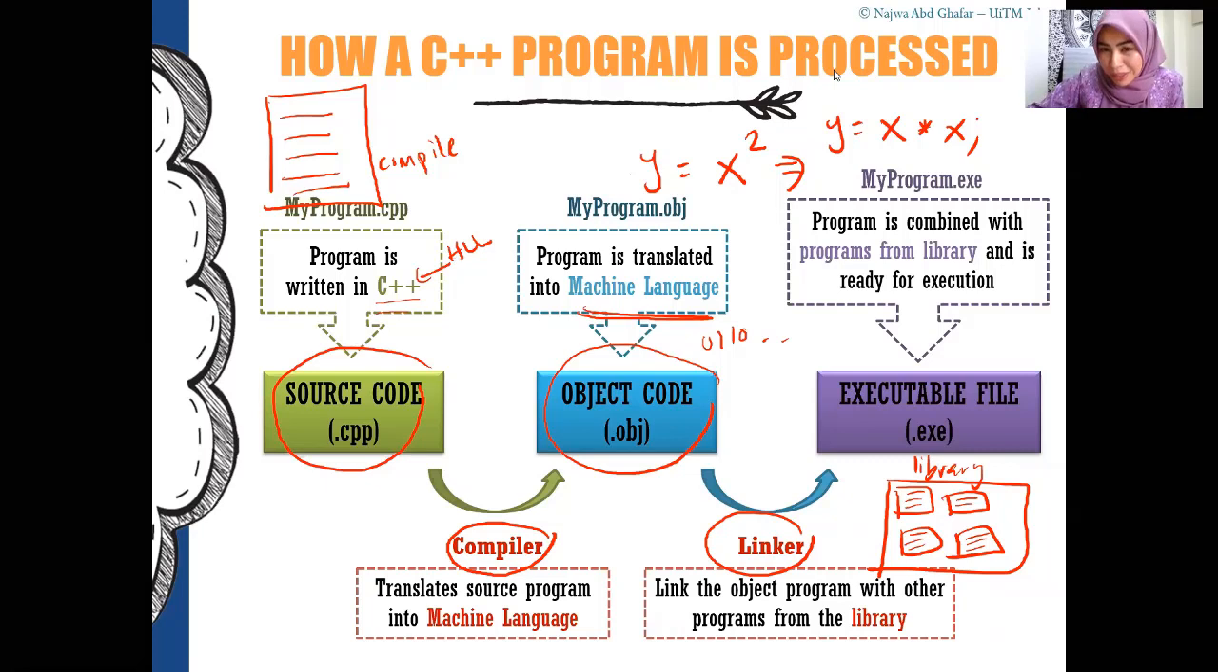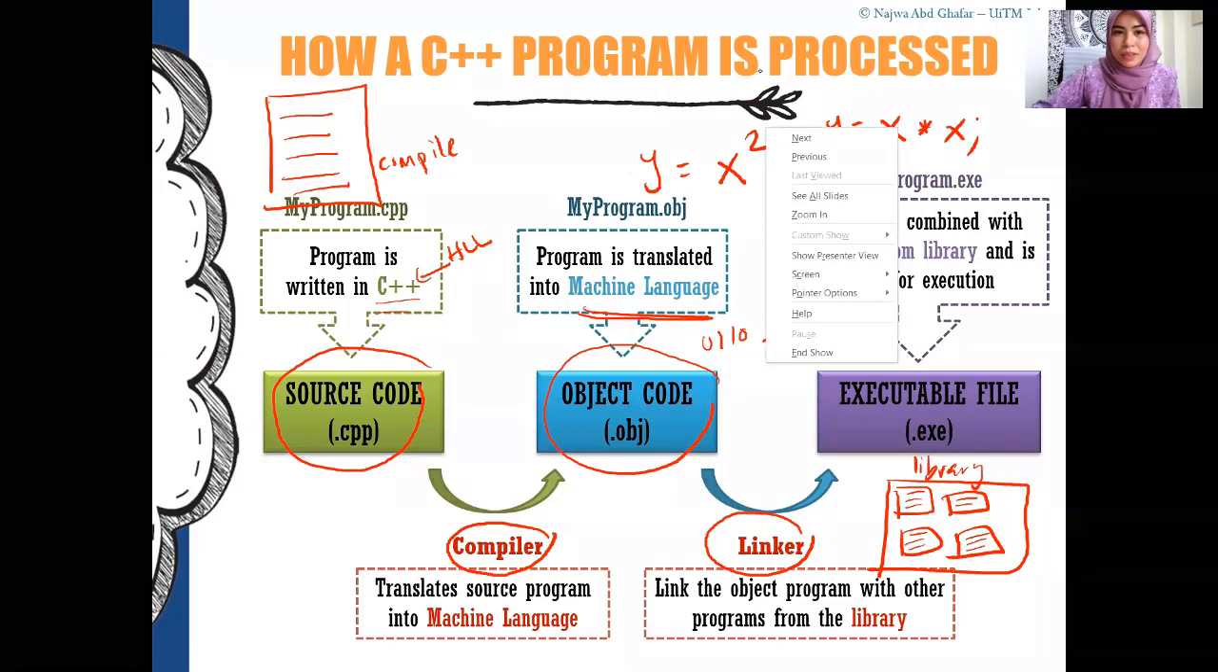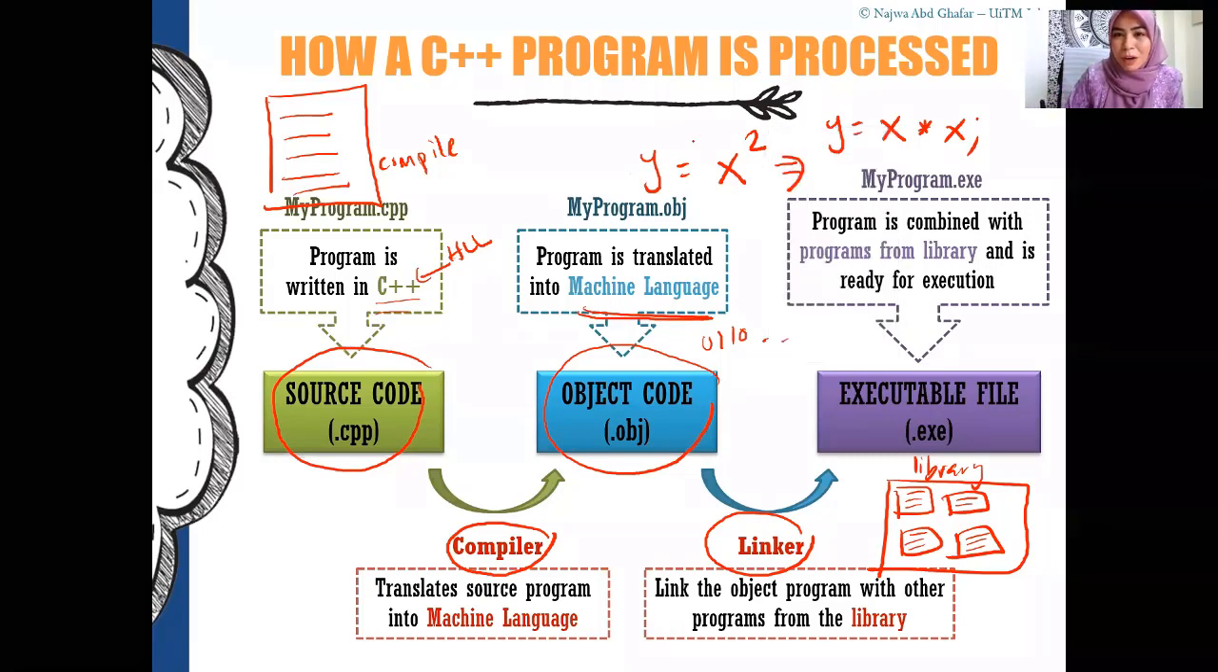Faham. Tetapi, what if I write x to the power of 20? So, macam mana you nak tulis kat sini? y equals to x times x, times x je. Itu x to the power of 2. Mana boleh 20x.